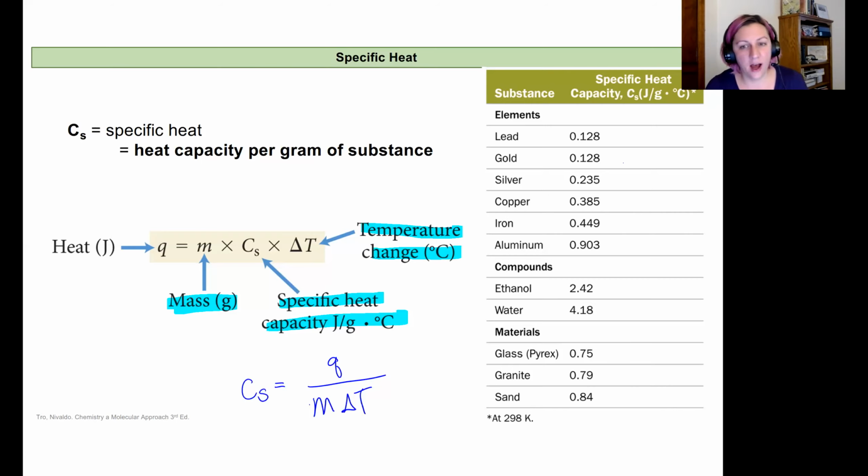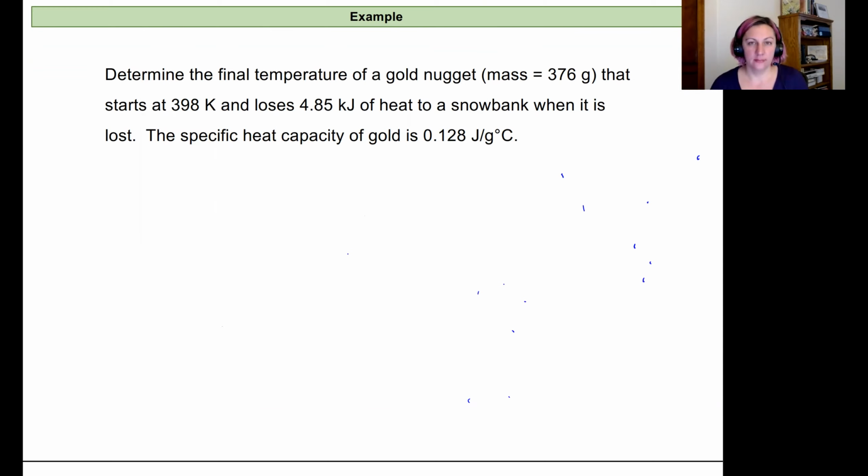And looking at these compounds like ethanol and water, we see a higher heat capacity, or specific heat capacity, of something on the order of 2 joules per gram degree Celsius or 4. And so these are things that you'll either be calculating or you'll be given to calculate something else. And we'll give them in tables. Let's look at an example problem.